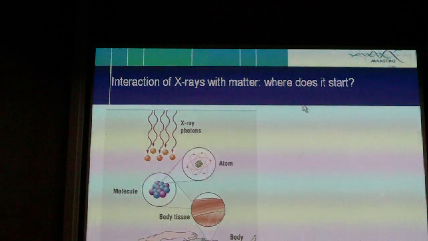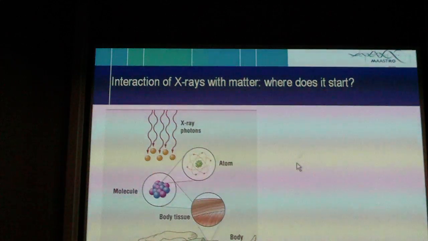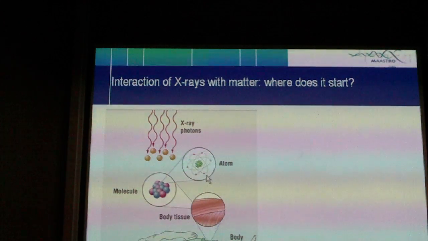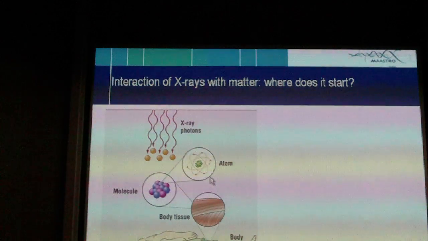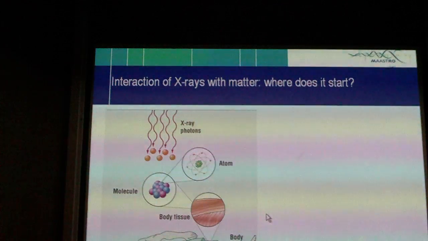So where does it start? You have a patient, you have your X-rays. Does anyone have an idea where it starts? Does it start in the body itself, in the organ, in the tissue, at the molecular level, or at the atomic level? Suggestions? Who knows? Or who has an idea? Nobody? There are only 3 options.